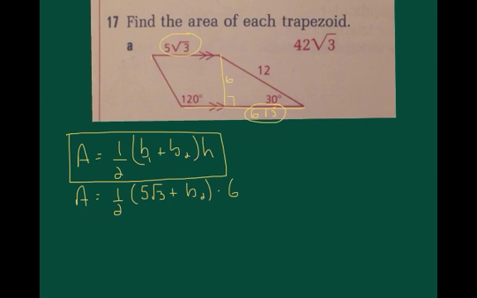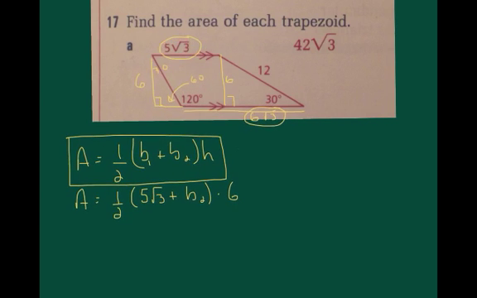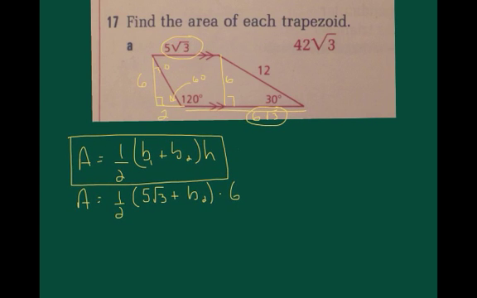So I'm going to try dropping another altitude outside the trapezoid, creating another 30, 60, 90 triangle. But here the 60 is the supplement of that 120 degree angle. And so 6 is opposite the 60 degrees. That means opposite the 30 degrees is going to be 2√3. And since I know that this whole length must be 5√3, as noted above, the remaining portion of the lower base must be 3√3.